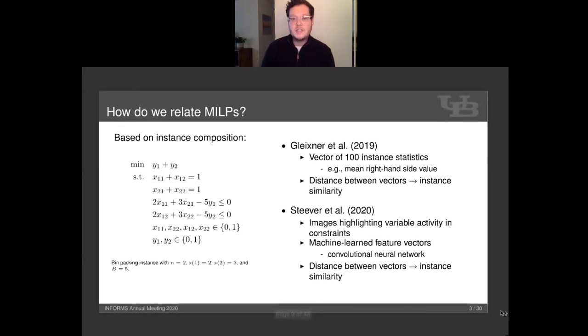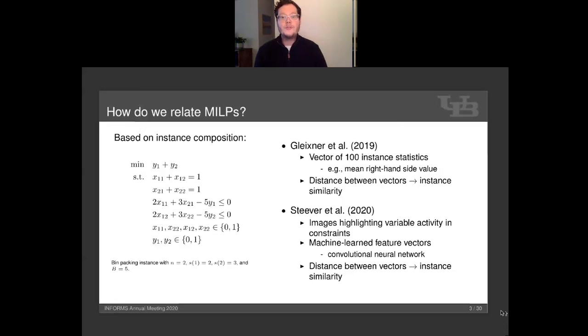Our group at the University of Buffalo also introduced a methodology which uses images. These images capture variable activity in constraints, and then using a convolutional neural network, feature vectors are automatically extracted from these images, and again, Euclidean distance is used as a measure of the similarity between the corresponding instances. The issue with these approaches is that neither representation is exact. That is, given a feature vector from either approach, you could not reconstruct the instance that it represents exactly.